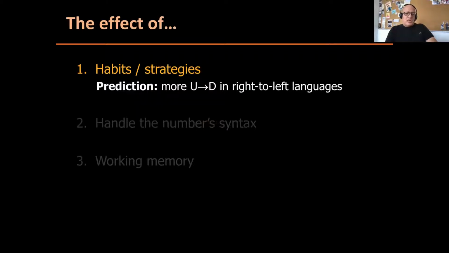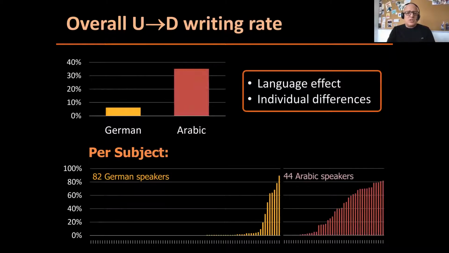So first, let's look at the effect of habits or strategies, which concerns mainly the comparison between languages. Here you see the overall UD, unit-first writing rate in the 2 samples. You can clearly see that it happened in both samples and much more frequently in Arabic than in Germans. In Arabic, we reached 36%, I think this is, and in German, much lower.